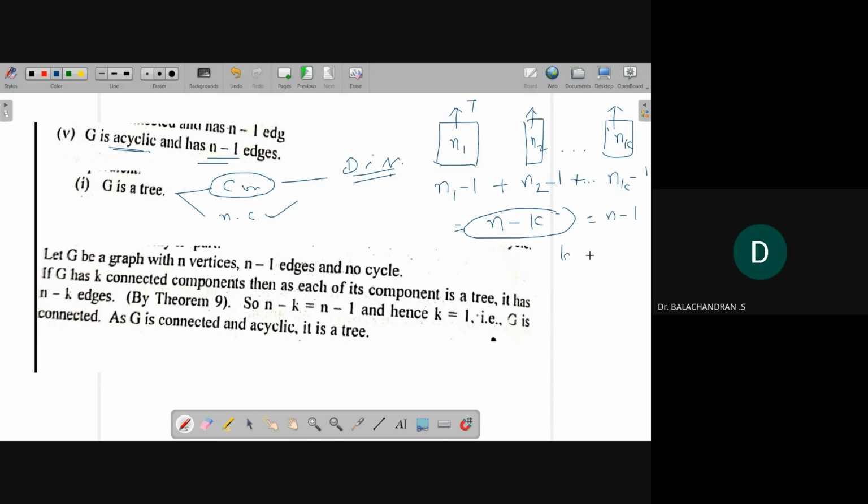This implies k equals 1. K equal to 1 means we have only one component, and hence G is connected. Connected, and we already know it has no cycle, and hence G is a tree. So that's the proof.